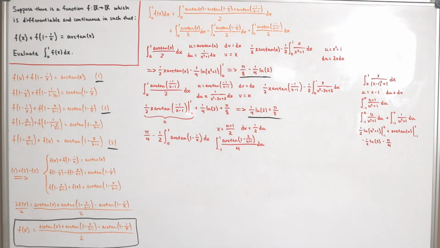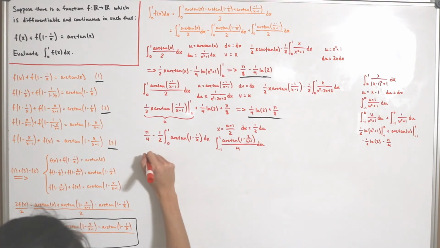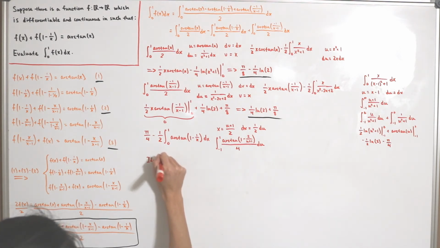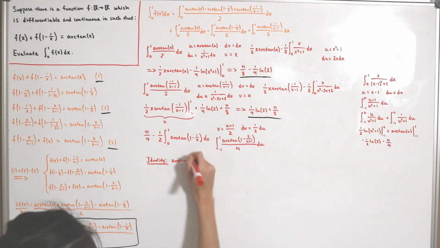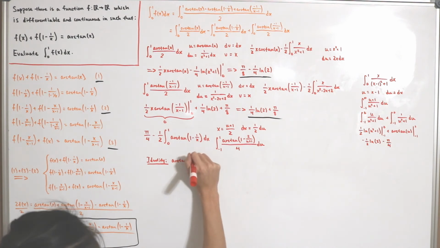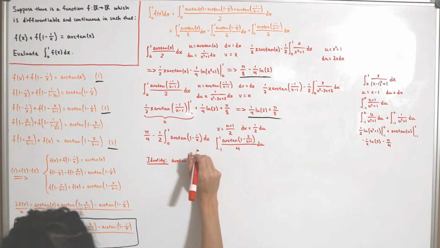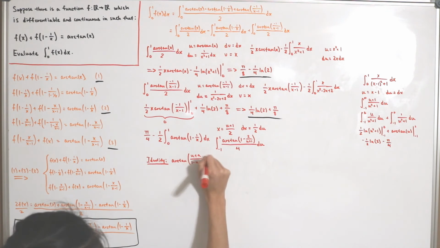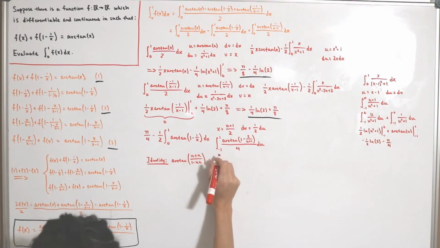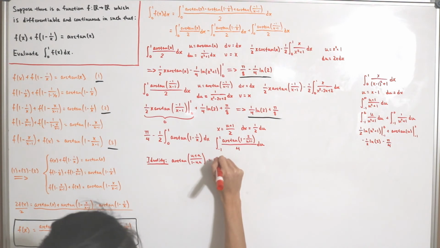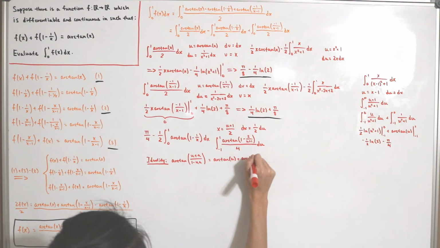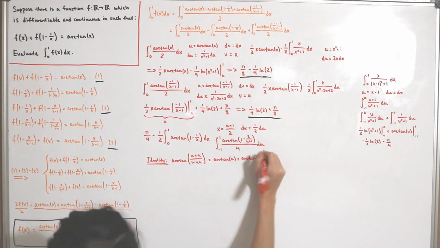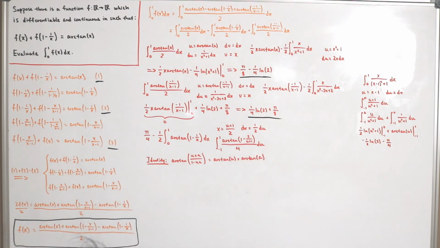Okay, so actually there's an identity we're going to use. The identity is defined as the following: arctangent of u plus a divided by 1 minus u times a is simply equal to arctangent of u plus arctangent of a.